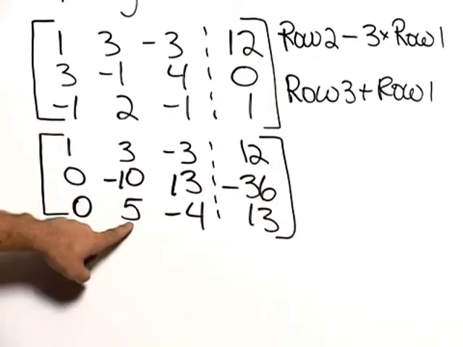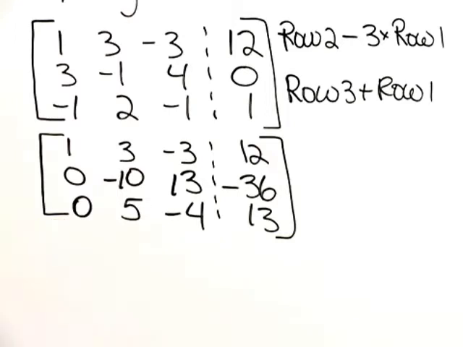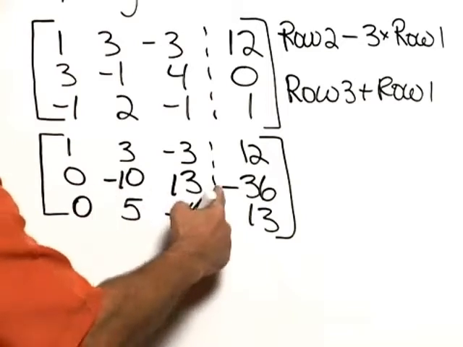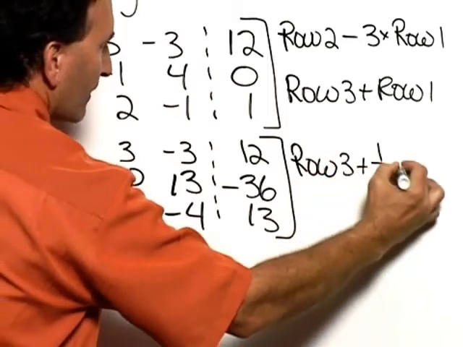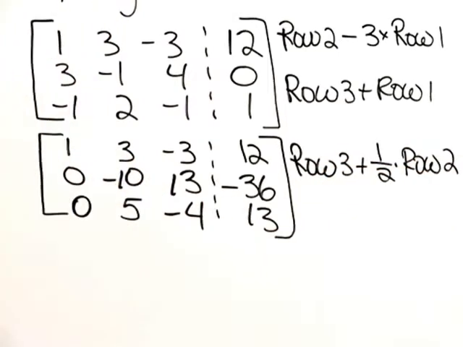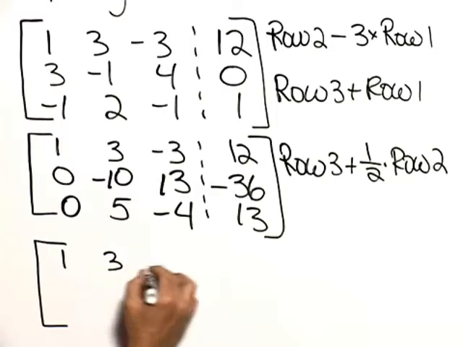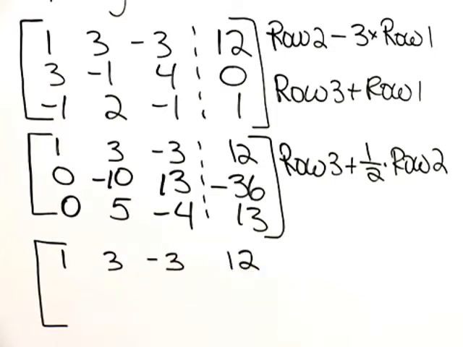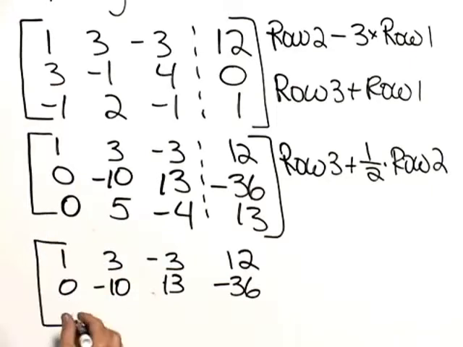The only thing now is to get a 0 in this position. One way of doing that would be to take row 3 and add half of row 2. So row 3 plus half times row 2. That means row 1 remains unchanged, so it's 1, 3, -3, 12. Row 2 also remains unchanged: 0, -10, 13, and -36.